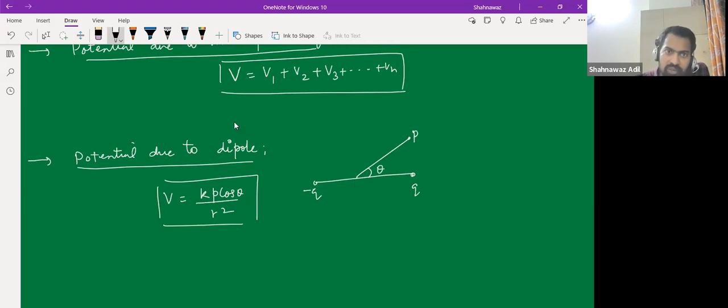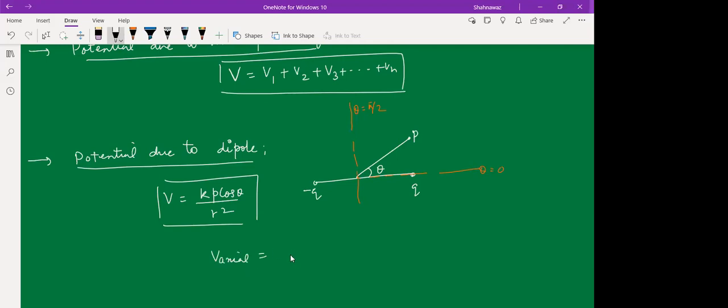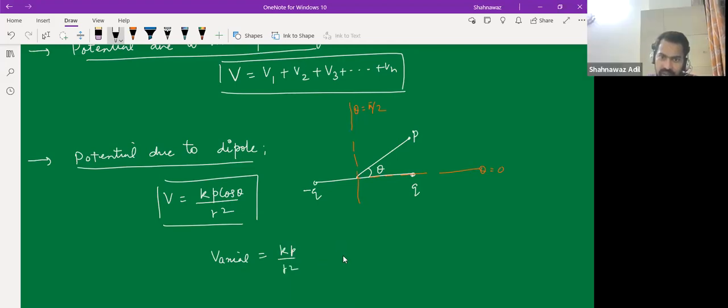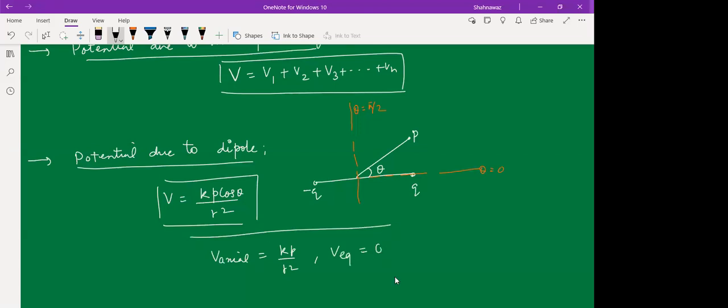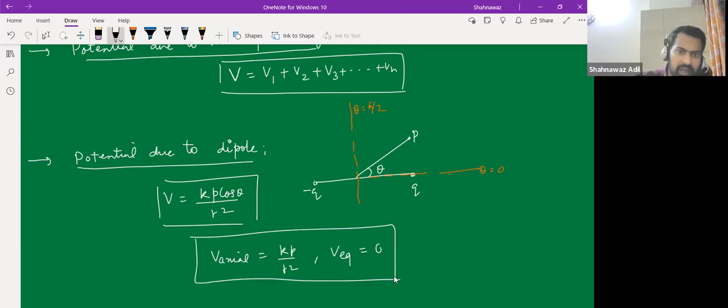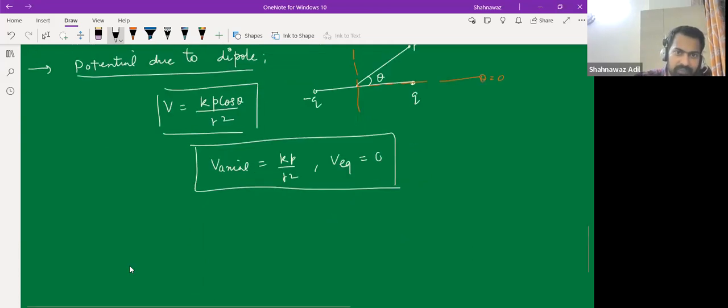So then we understood two cases. We understood the case theta equals zero, and then the case theta equals pi by 2. So then we calculated V axial, which was what? Kp by r square, and then we calculated V equatorial, which was zero. So this we learned, right? And after this, what did we learn?